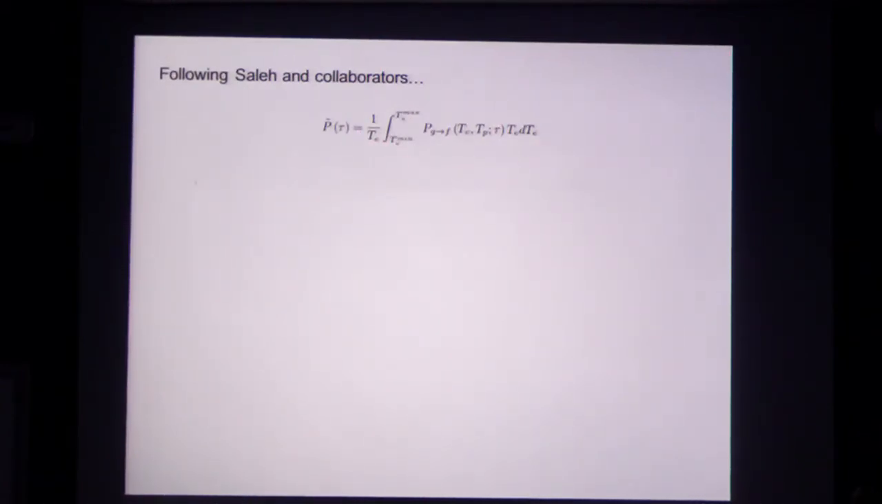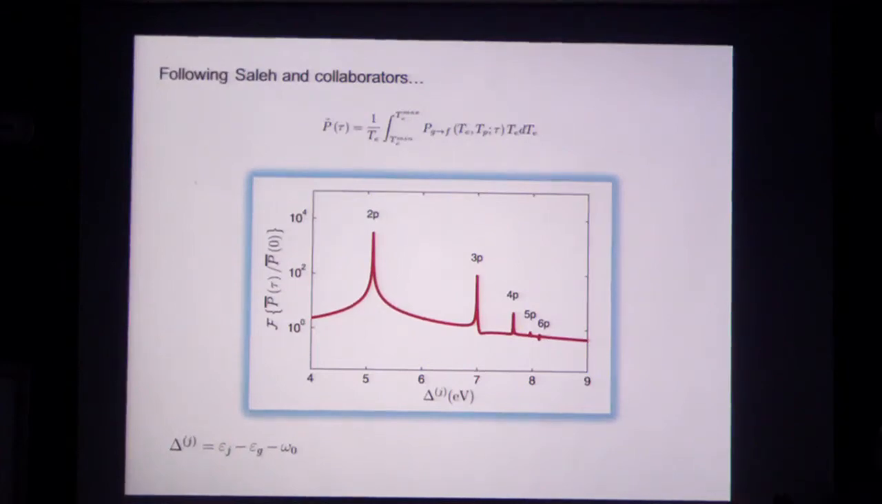But remember that this correlation time can be changed if we change the length of the crystal. So that means in order to get this integral experimentally, we need to do a lot of measurements with a lot of nonlinear crystals because we need to get a very nice integral. So that's a big problem, technically. Theoretically, it's fine. We can get this integral, and we get these very nice peaks, and we resolve all those transitions: 2P, 3P, and so on.